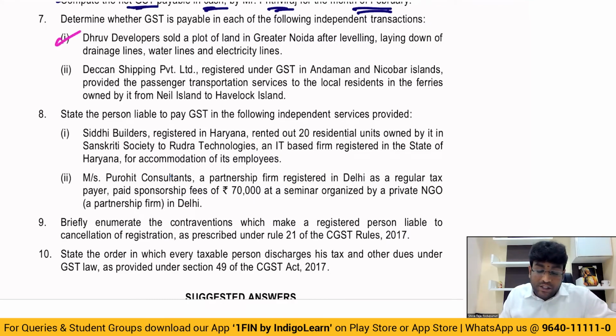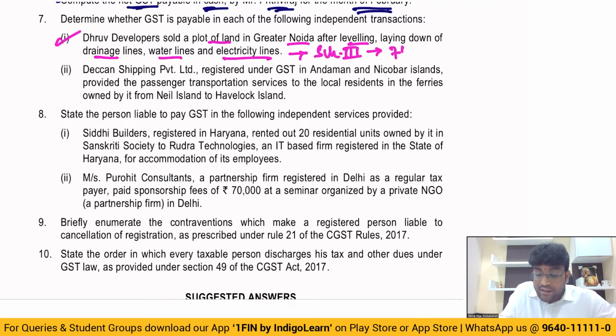Number 1, a developer sold a plot of land in Greater Noida after leveling and laying down of drainage lines, water lines, electricity lines. My dear friends, I'm sure you remember Schedule 3, read with section 7(2)(a), which deals with transactions that are neither regarded as supply of goods nor supply of service. In that, there was always a point called sale of land and building except construction services. So it is a pure sale of land and a pure sale of constructed building after OC, then GST will not apply. We know this point, right?